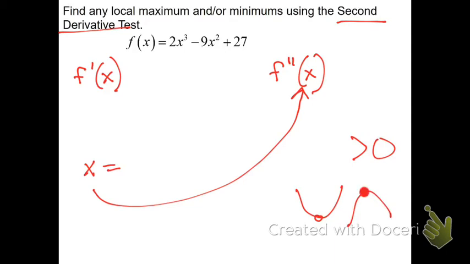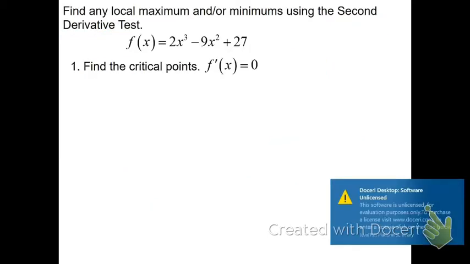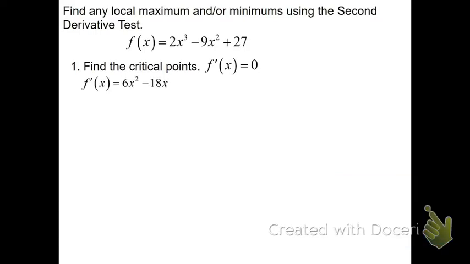So let's give this one a shot. First, we find our critical points like normal. Find the first derivative, then set it equal to 0 and maybe factor, and then set each factor equal to 0, and we'd get that our critical points are 0 and 3.